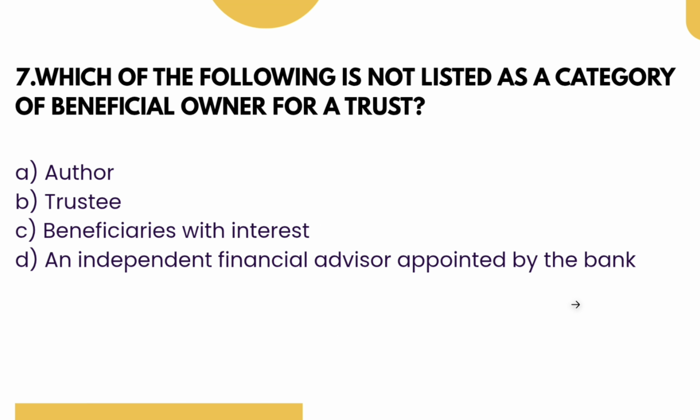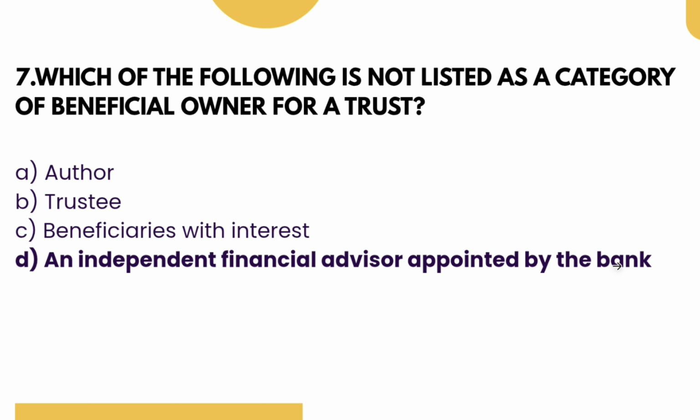Next question, which of the following is not listed as a category of beneficial owner for a trust? The options: author, trustee, beneficiaries with interest, and independent financial advisor appointed by the bank. And the answer is D, an independent financial advisor is not listed as a category of BO for a trust.